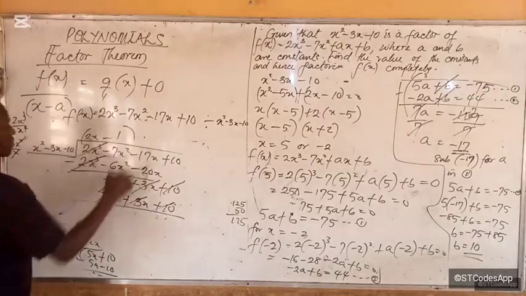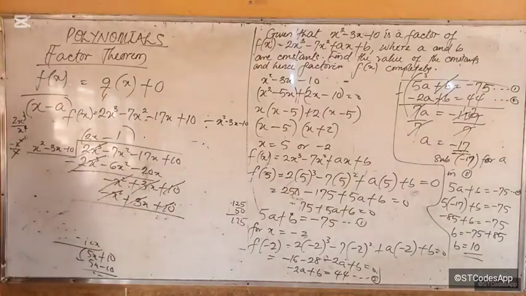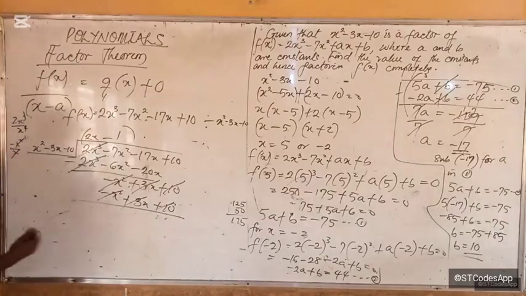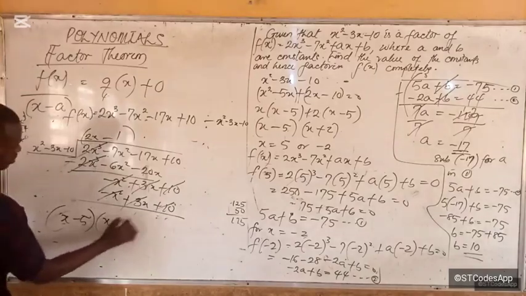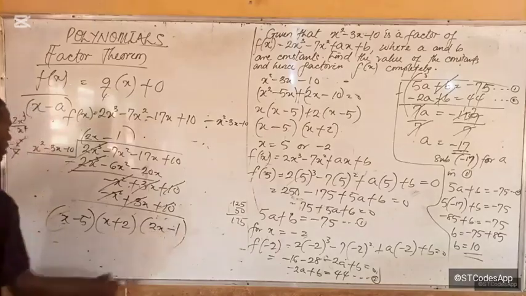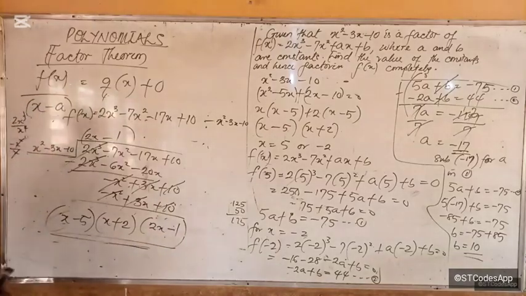So it means that the factors are, we have initially gotten two factors, which are x minus 5, x plus 2. Then the third factor is 2x minus 1. And that is our final answer.